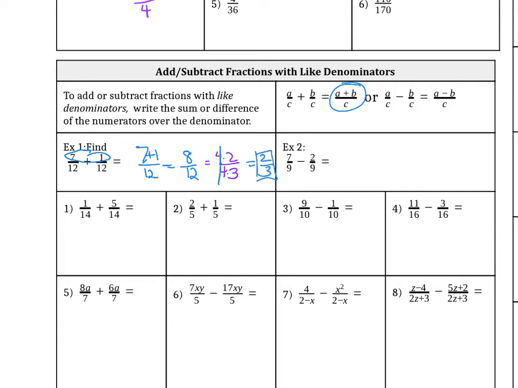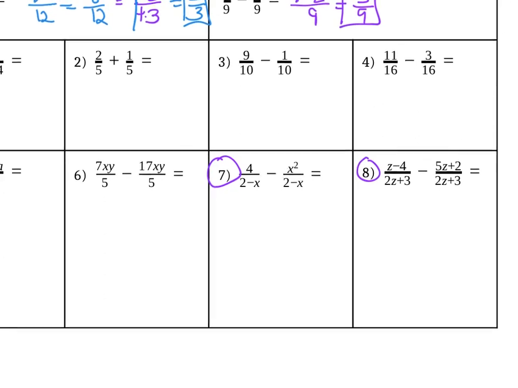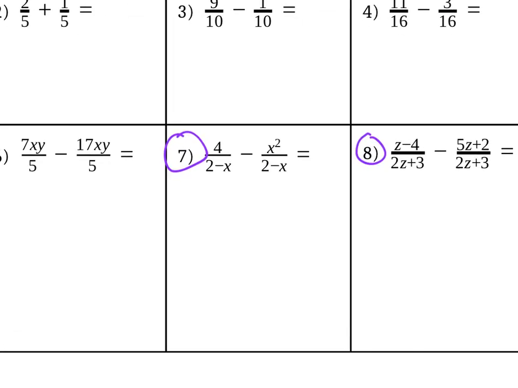Number 2, we have 7 minus 2, and they're both over 9, so let's write that like that. 7 minus 2 over 9. 7 minus 2 is 5 over 9, and we can't simplify more than that. So here are a couple more for you to try and finish out. Let me go ahead and do number 7 and number 8. Those are a little more complicated. They're more so what we're going to take a look at in this chapter.